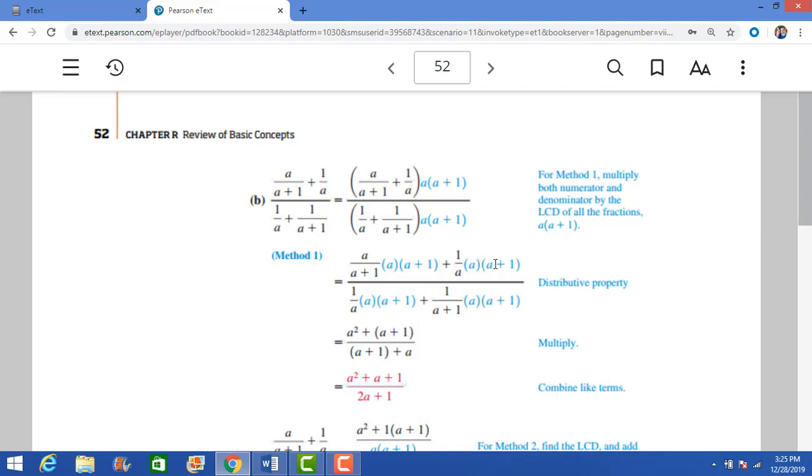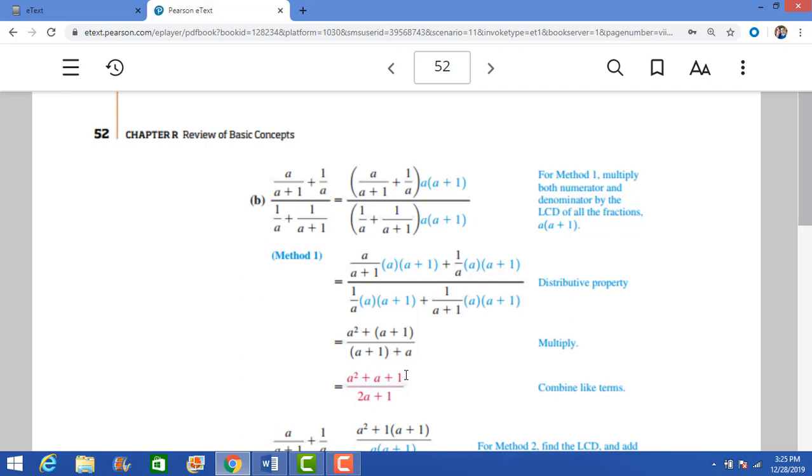Then this a is going to cancel with this a, so we're going to get a plus 1 right here. And then on the bottom, a is going to cancel with a, so we're going to get a plus 1 plus, and then this is going to cancel with this, so we're going to get a down here. So we're going to end up with this when it's all said and done. Now we're going to simplify. Drop the parentheses here, we get this one. Drop the parentheses here, we get 2a plus 1, and we end up with this as our final answer.